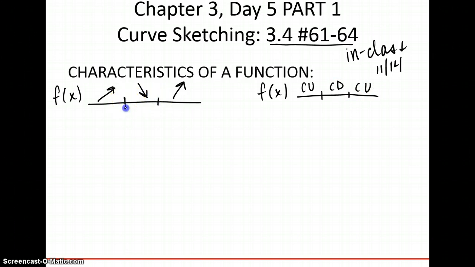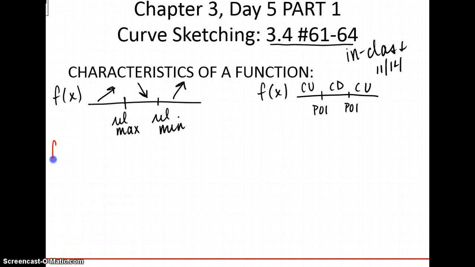So when a function changes direction from increasing to decreasing, that occurs at a relative maximum. Where a function switches from decreasing to increasing, that occurs at a relative minimum. A change in concavity would be a point of inflection on the graph of the function.